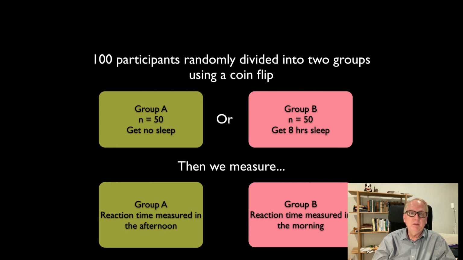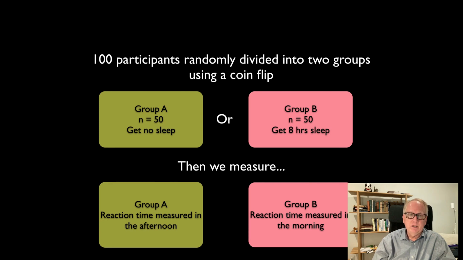And people have been randomly assigned through a coin flip whether they get into group A or group B. They've all agreed to do this study. And then what we do is we measure their reaction time, how fast they can press a button to different lights that appear on the screen. The problem is that we go ahead and measure group A in the afternoon. So all of their reaction times are done in the afternoon. Group B, all of their reaction times are measured in the morning.